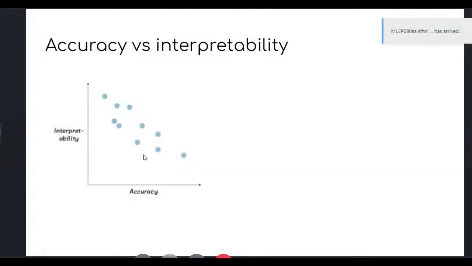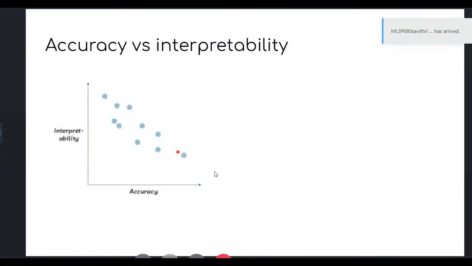And similarly, decision trees also. Accuracy may be small, but interpretability, you know everything about the model, how it is taking the input, how it is classifying, all the branches, how it is clearly defined. So because of this interpretability, we need to keep that in mind.